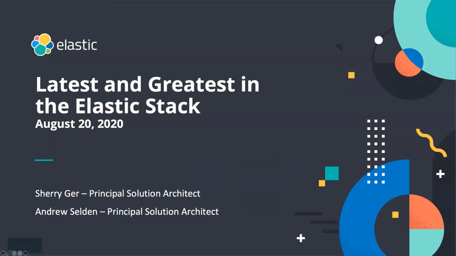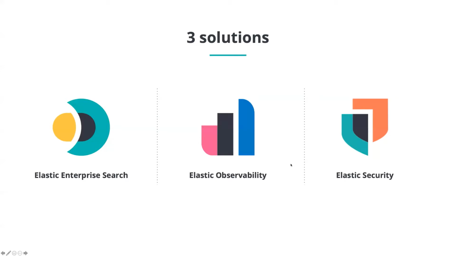We're going to talk about some of the great new features that we've recently released in the Elastic Stack. But before we do that, just want to level set a little bit. At Elastic, we're really focused on three solution areas. Enterprise search for application search and workplace search. Observability for all of your infrastructure metrics, monitoring, and alerting needs. And Elastic Security, which is a world-class endpoint security product to protect your Mac laptops, your Windows laptops, your Linux servers.